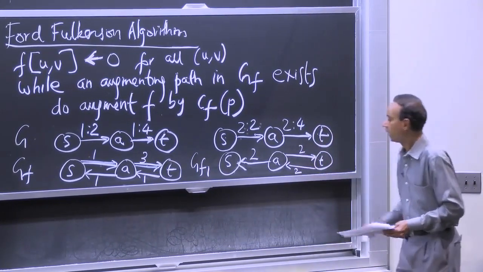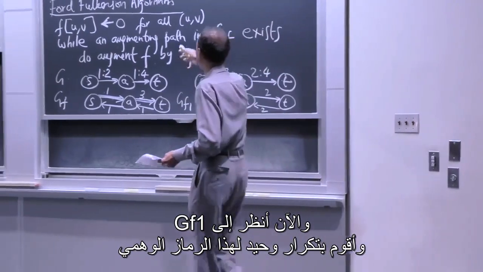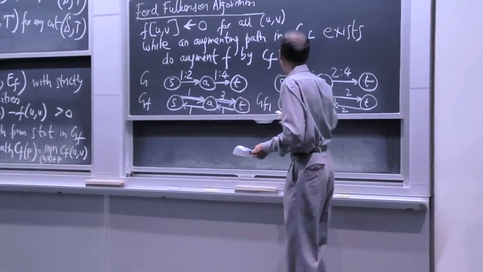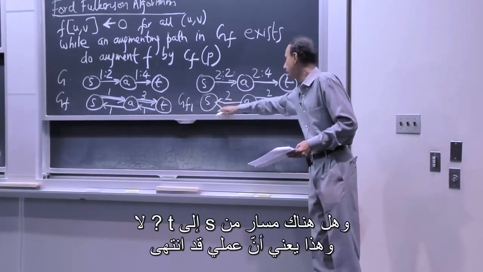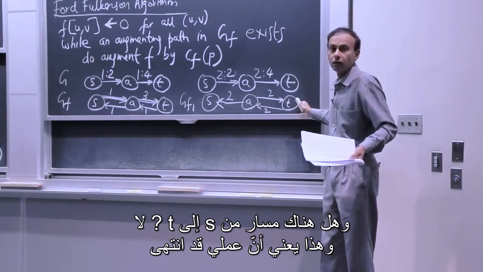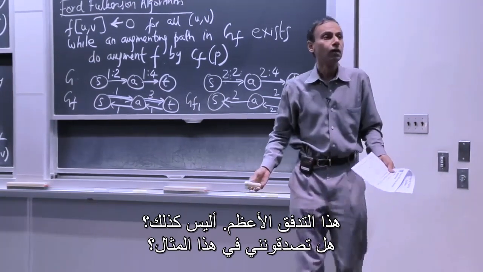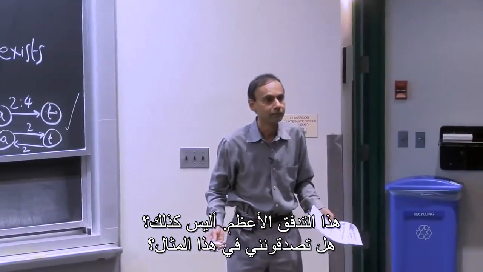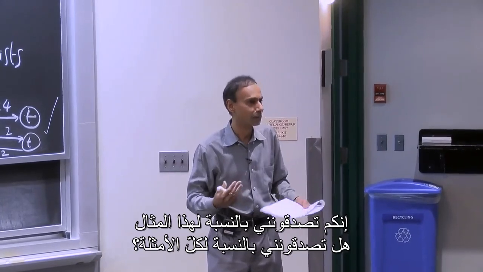2 and 2, right? And now I look at G_F1, and I've gone through one iteration of this pseudocode, and I now try to find an augmenting path in G_F1. And is there a path from S to T? No, which means I'm done. This is the max flow, right? Do you believe me? For this example? For this example, you believe me.